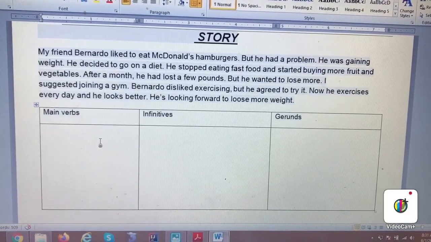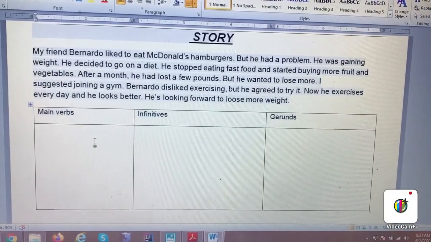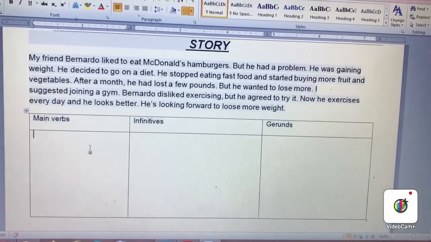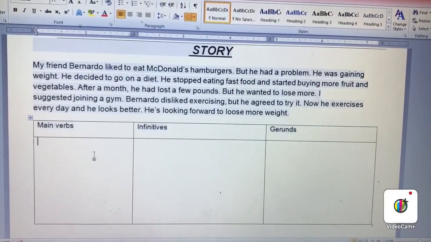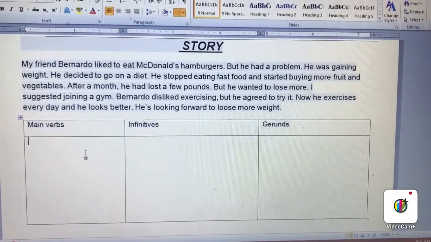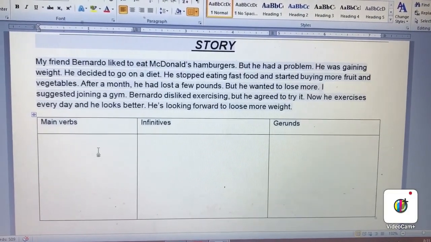I suggested joining a gym. Fernando disliked exercising, but he agreed to try it. Now he exercises every day and he looks better. He is looking forward to lose more weight. Read this story and pronounce each and every word properly.